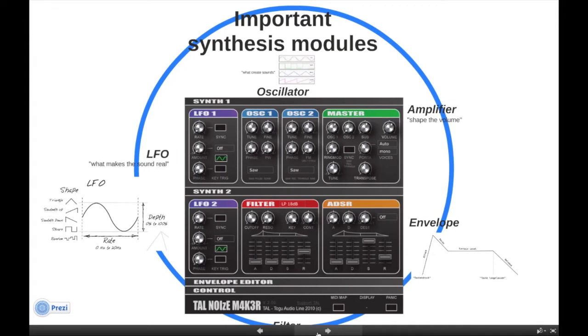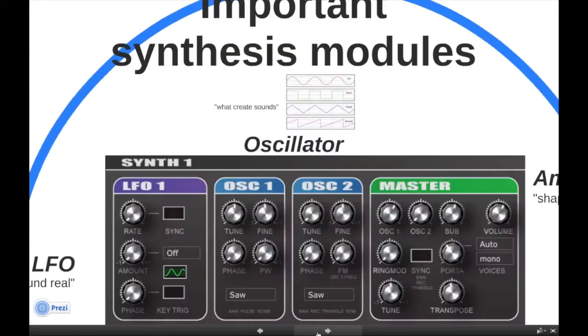So what are the important synthesis modules that we have in a synthesizer? We have oscillator, we have LFO, we have the amplifier, we have the envelope, and also the filter. First we are going to talk about the oscillators.